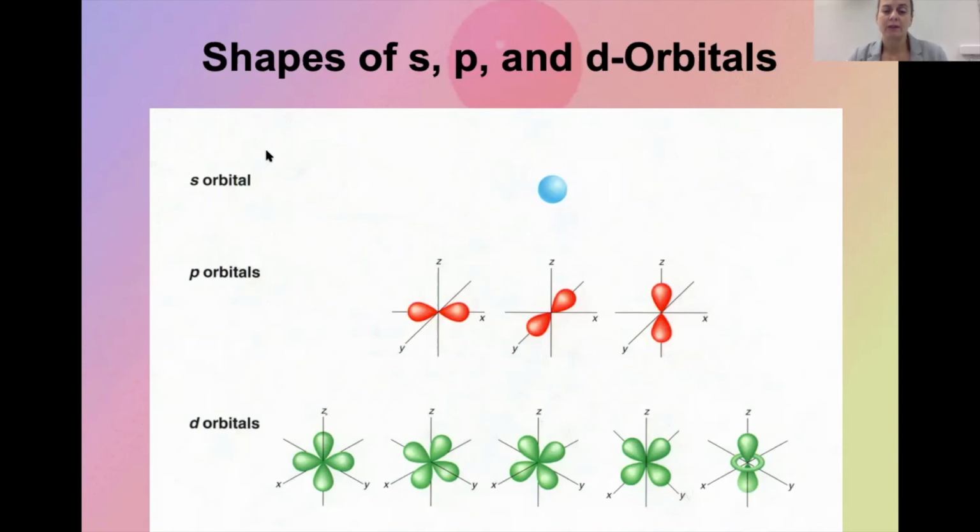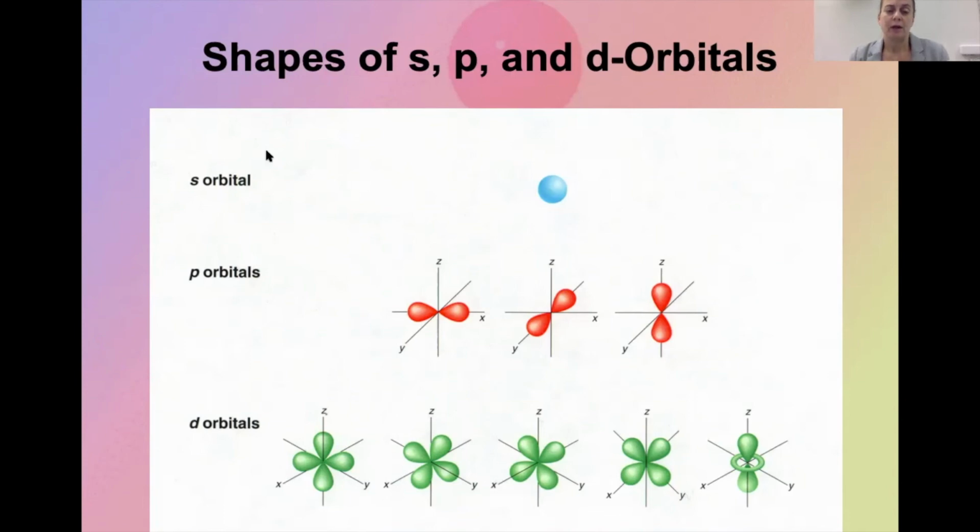Each orbital can hold 2 electrons. This means that any s orbital can only hold 2 electrons. When we reach the levels that have p orbitals, each p orbital can hold 2 electrons, which means that overall the p orbitals can hold 6. The d orbitals can hold 10, and the f orbitals can hold 14.